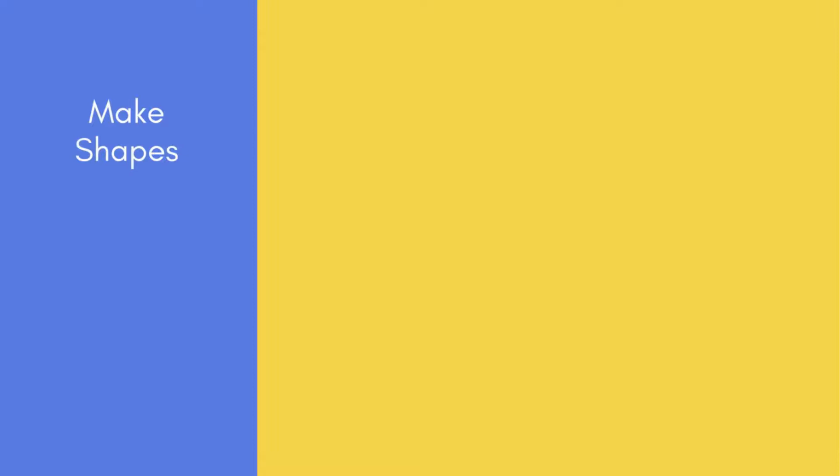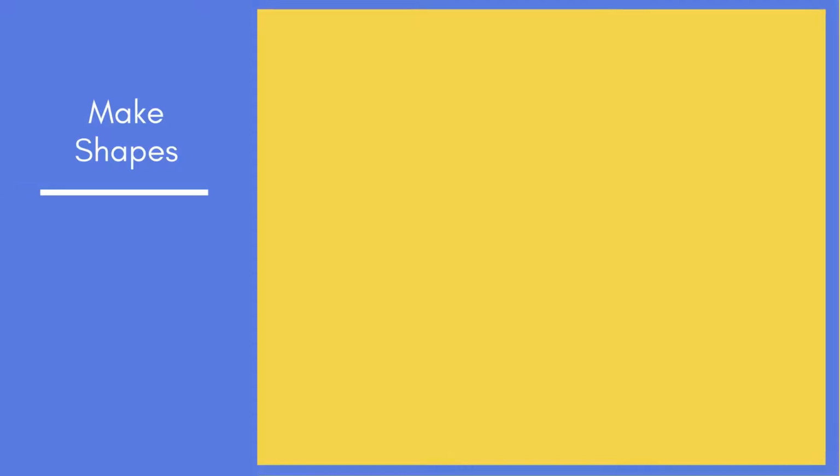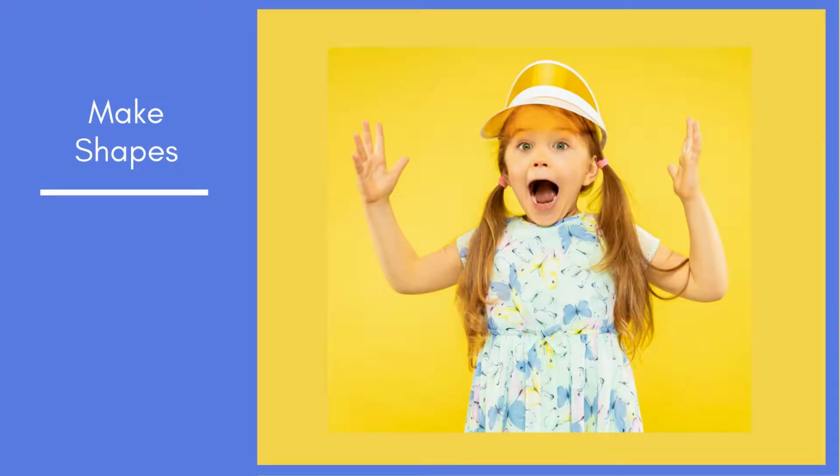Make shapes. The children listen and make shapes with their hands or bodies while listening. For example, they can listen to the alphabet and make shapes of the letters, or listen to a story and make shapes of words from certain categories, such as animals, or words they are listening out for.